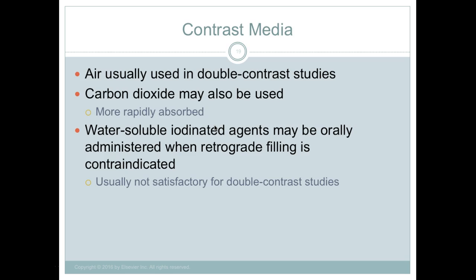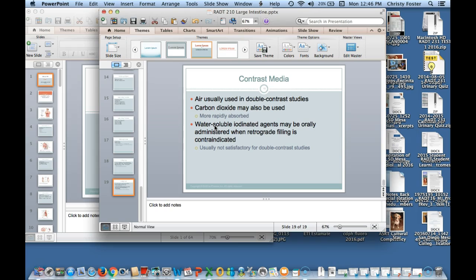There's water-soluble contrast that can be done orally or by retrograde filling. When you're not allowed to use barium, like if the patient has really bad irritable bowel syndrome and we're worried about perforation, we can administer it orally. We won't use Gastrografin or an iodinated water-soluble contrast when we're doing a double contrast study. We need that barium. All right, so that was it. Easy, easy, easy.